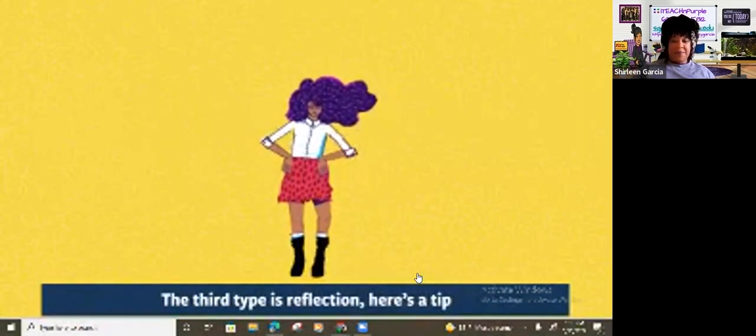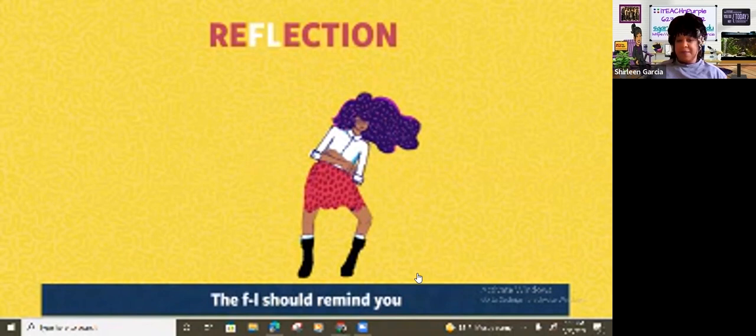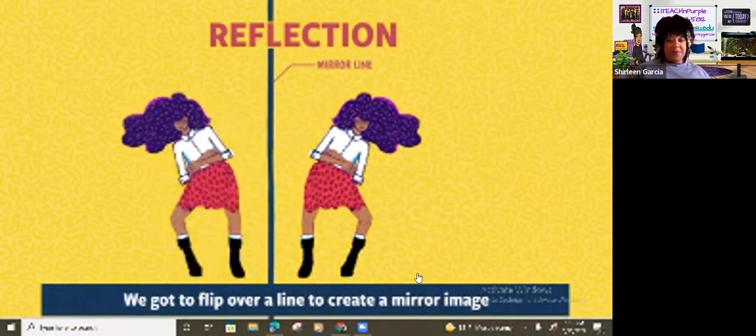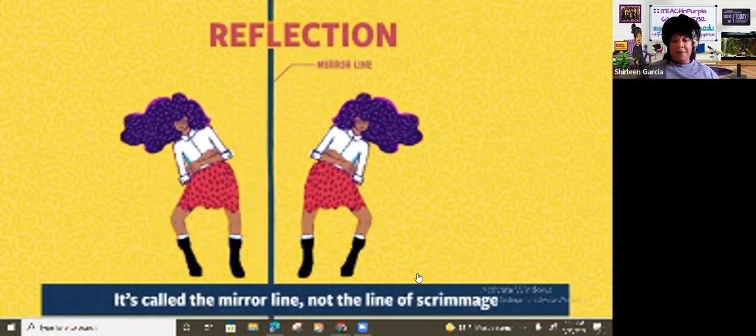The third type is reflection. Here's a tip. The FL should remind you we gotta flip over a line to create a mirror image. It's called the mirror line, not the line of scrimmage.